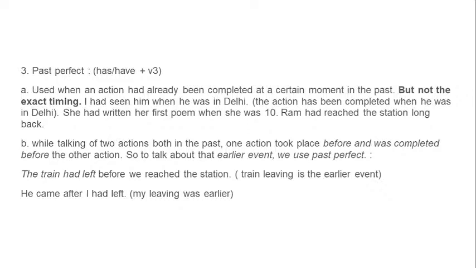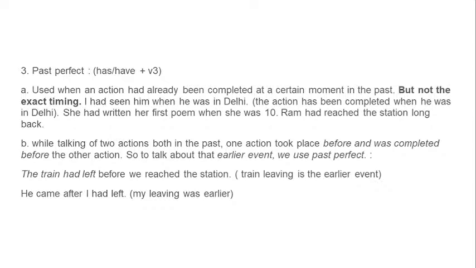If it would have been something else, and somehow the first event was live, was still on when the interruption took place, then we would have used past continuous tense, right? But here, as you have noticed, this first action has already finished, that is why we have used past perfect. The train had left before we reached the station.